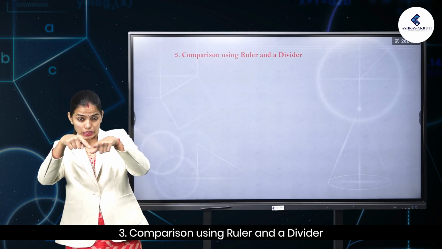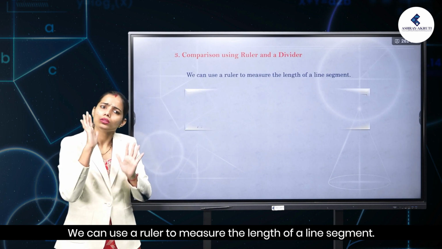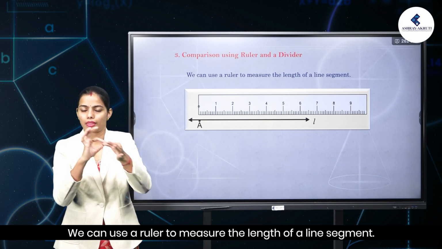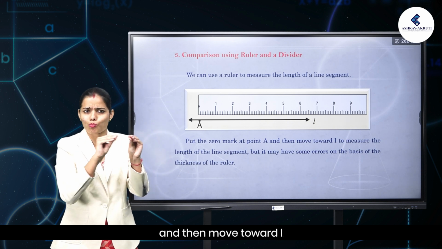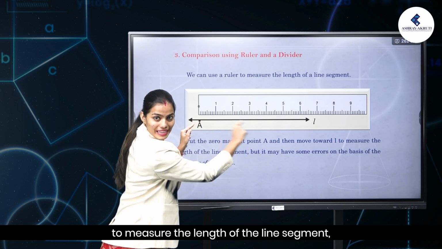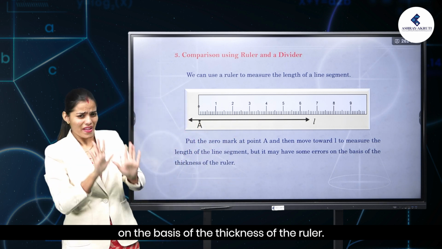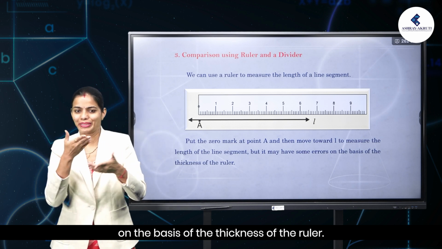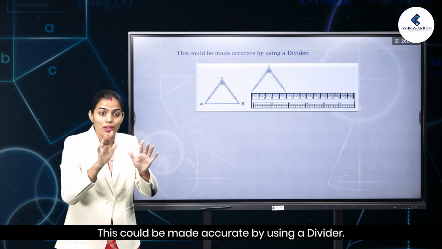Comparison using a ruler and a divider. We can use a ruler to measure the length of a line segment. Put the 0 mark at point A and then move toward B to measure the length of the line segment. But it may have some errors on the basis of the thickness of the ruler. This could be made accurate by using a divider.